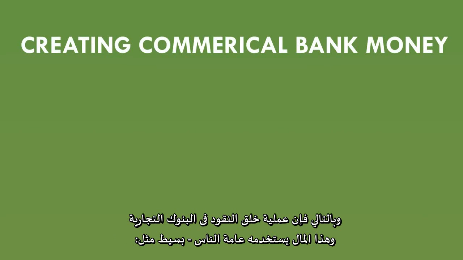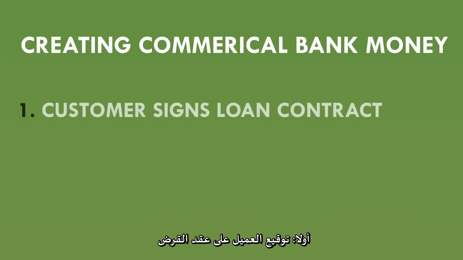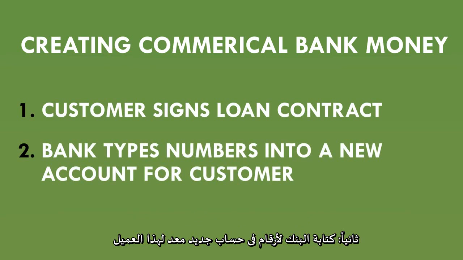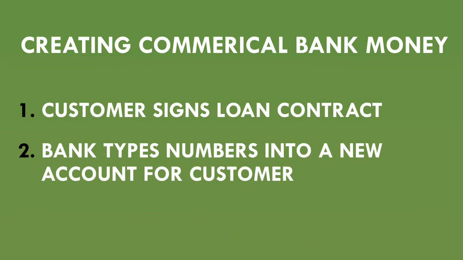All the bank has done to create this new money is type some numbers into an account. It hasn't reduced the balance of anyone else's account, and it hasn't taken any money from some pensioners and moved it into Robert's account. So the process of creating commercial bank money, that's the money that the general public use, is as simple as: 1. A customer signing a loan contract, and 2. The bank typing numbers into a new account set up for that customer.